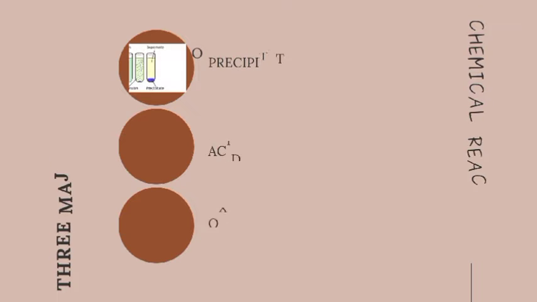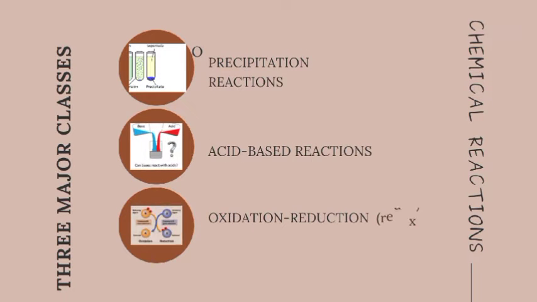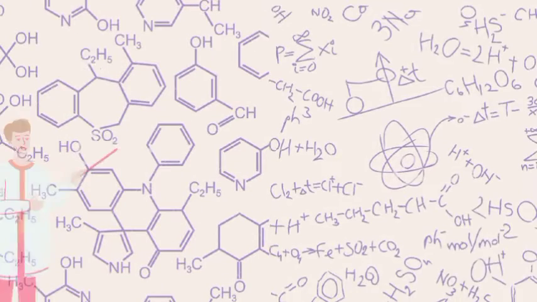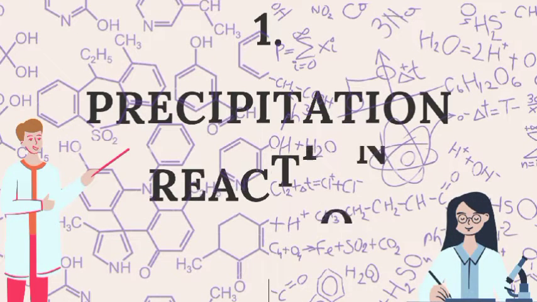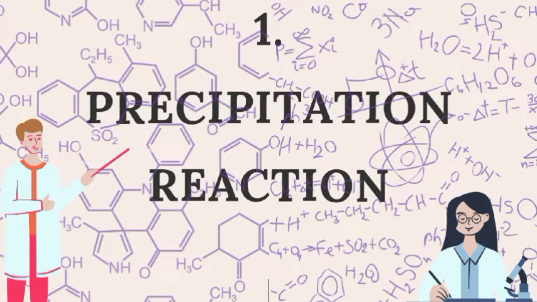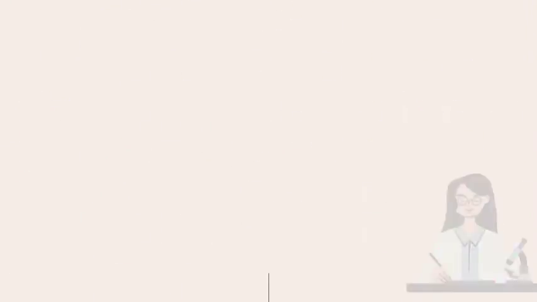Let's start our discussion with the first major chemical reaction. There are three major classes of chemical reaction. First, we have precipitation reactions, acid-base reactions, and oxidation-reduction, or redox reactions. Now let's talk about precipitation reaction. What do we mean by precipitation reaction?